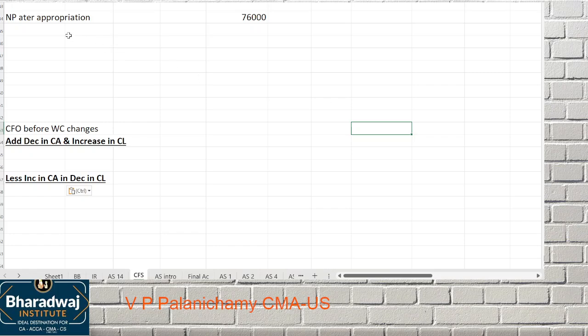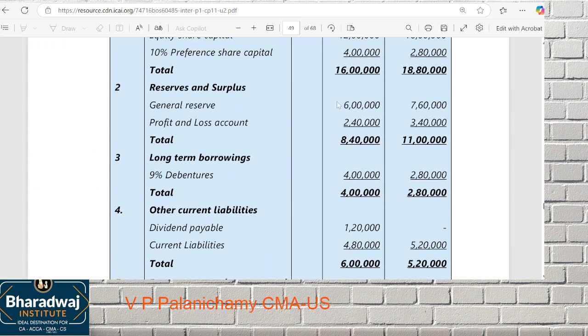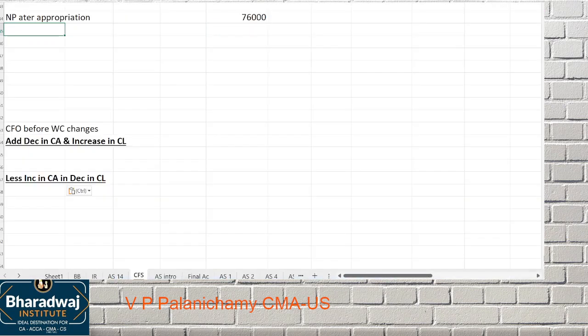Tell me what the things are. Transfer to general reserve. How much is the transfer to general reserve? 12 lakh.